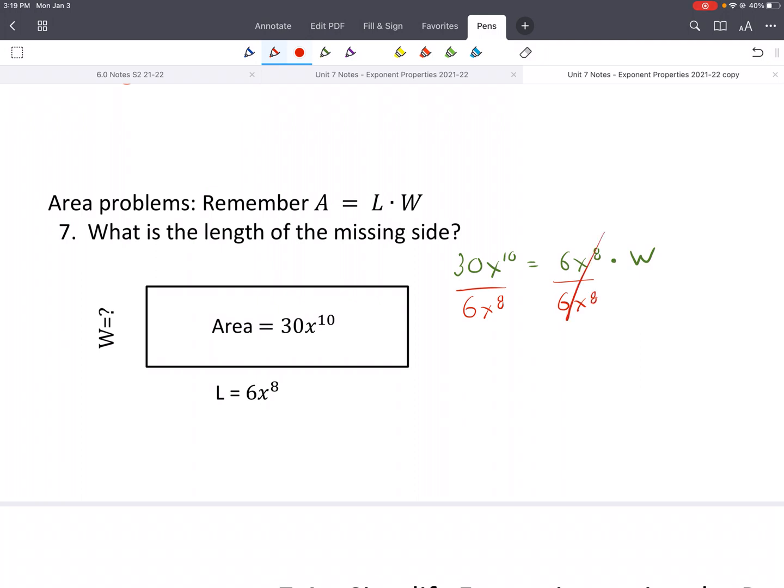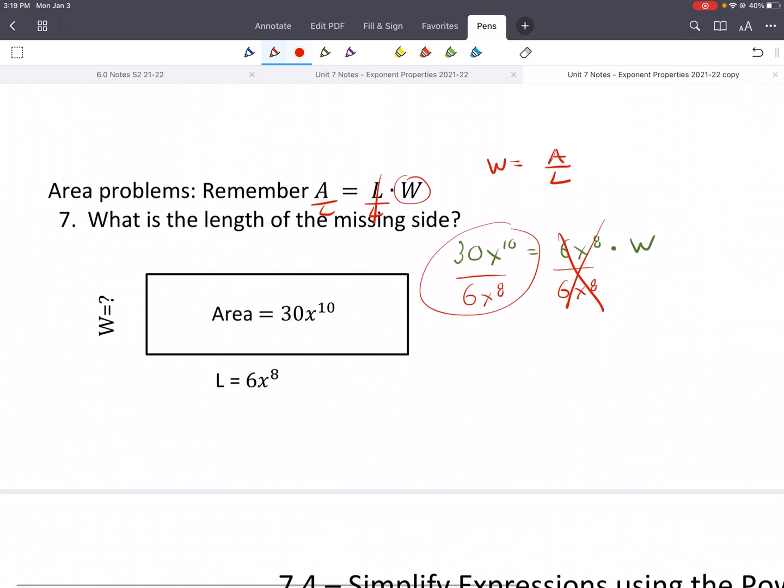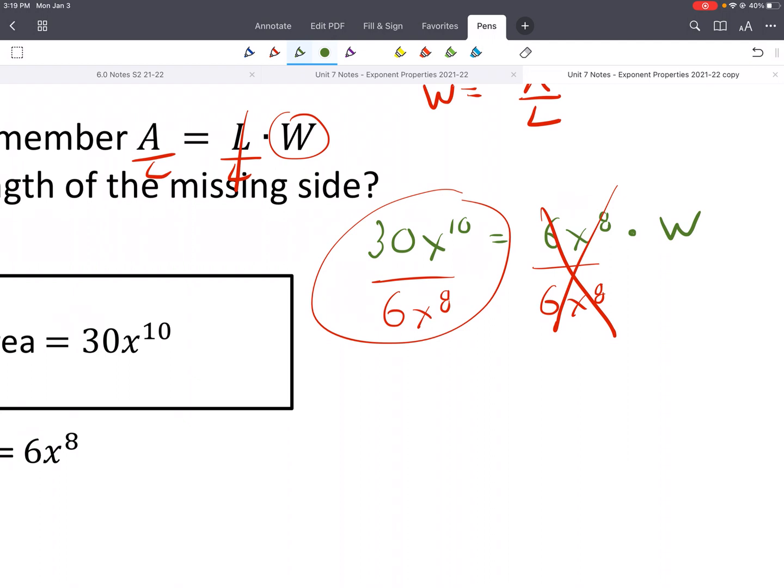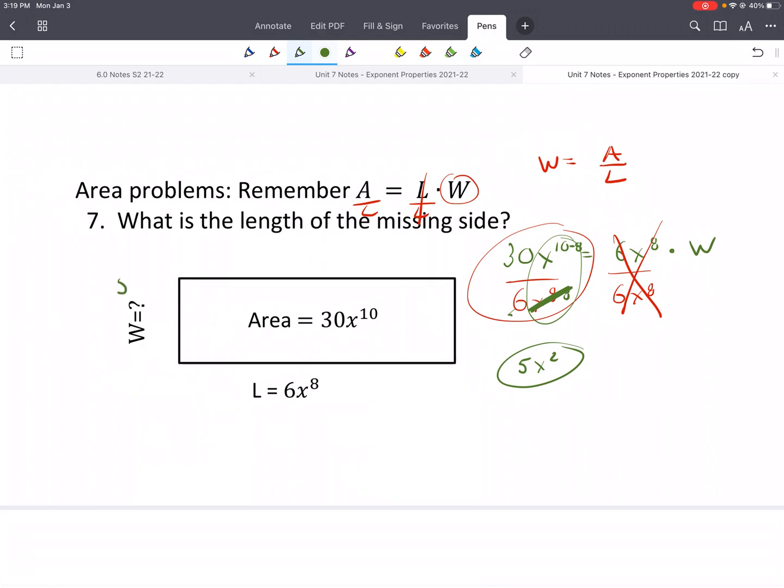Another way you could do it is we want w by itself here. We could just divide both sides by L. If it helps, you could say that width is equal to area divided by length. And then you can just plug stuff in. All right, so we end up getting this. It looks like a problem similar to what we've done already. We just need to simplify, okay? So 30 divided by 6 is 5. And then we'll look at this. Again, larger minus smaller, so minus 8. And that would give us 1, basically cancel out, and we get x to the 2. And that would be our width, so 5x squared.